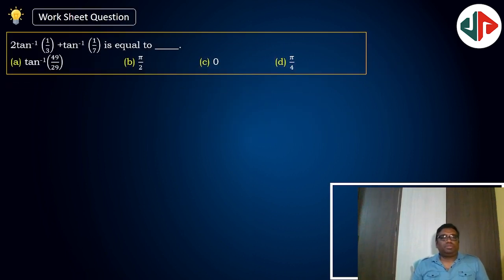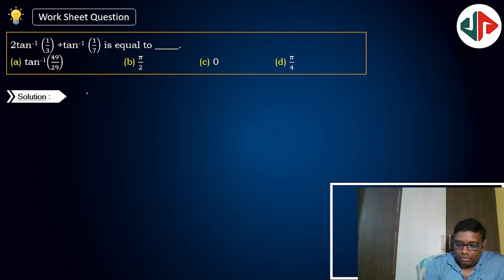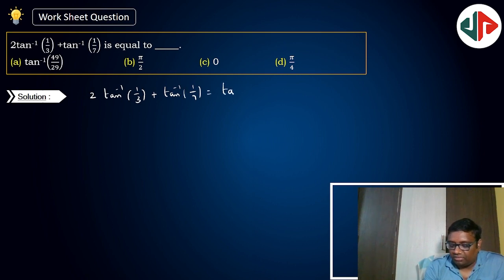2 times tan inverse of 1 by 3 plus tan inverse of 1 by 7 is always equal to what? Let us see. 2 times tan inverse of 1 by 3 plus tan inverse of 1 by 7. So can we rewrite this value as tan inverse of 2 times 1 by 3 by 1 minus (1 by 3) whole square, plus tan inverse of 1 by 7.